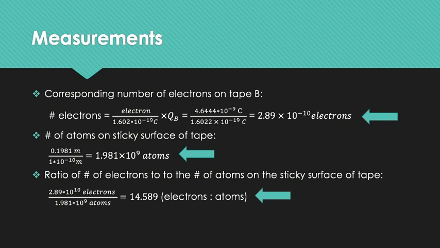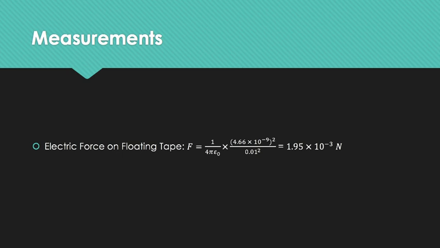The last calculation was the electric force on the floating piece of tape, which was equal to 1 over 4 pi epsilon naught times the charge squared over the distance when the tapes began to repel, squared, and I got 1.95 times 10 to the negative third newtons.